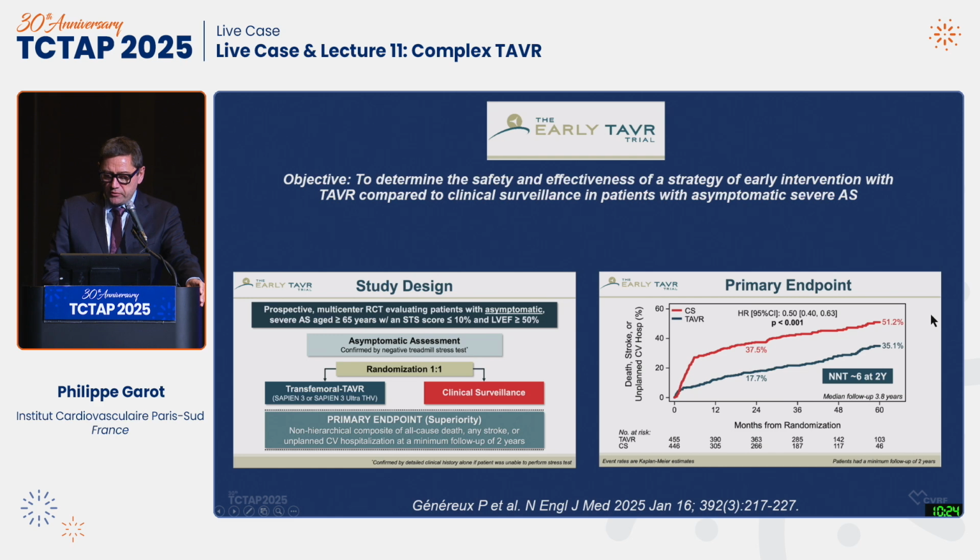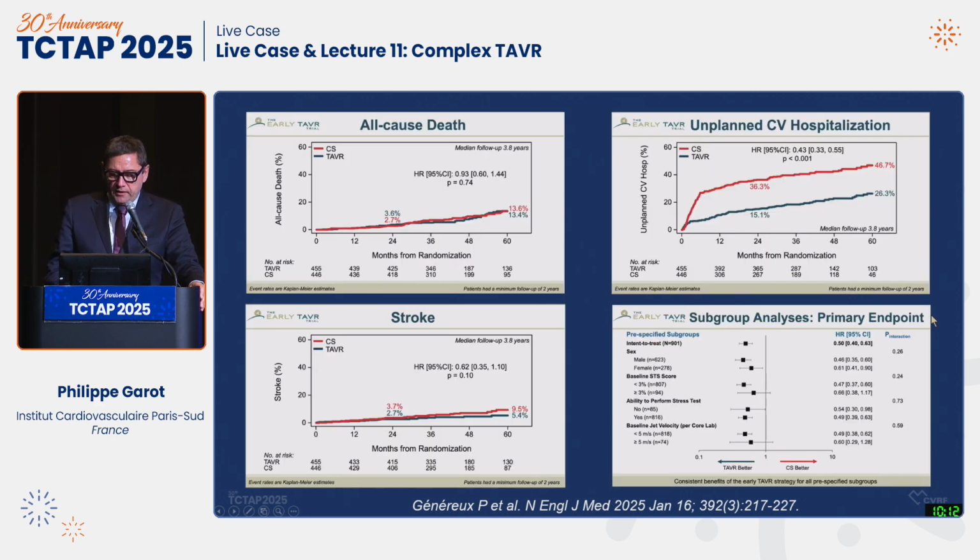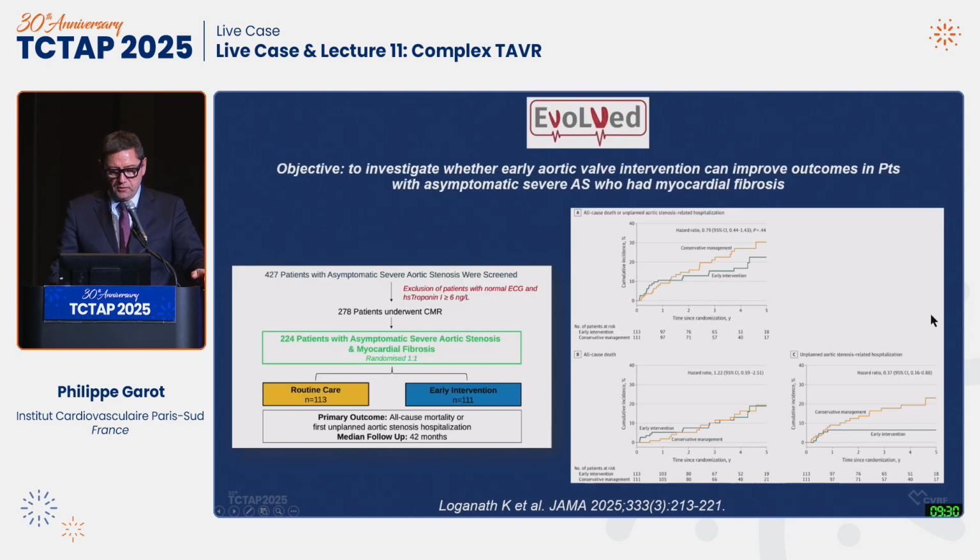You can see that the primary endpoint was significant with a hazard ratio of 0.5. And most importantly, as you can see here, this was mainly driven by lower unplanned cardiovascular hospitalization in the group of patients treated with TAVR compared to clinical surveillance. There was obviously no difference in terms of all-cause death, and just a trend without a significant difference in terms of stroke. And most importantly, you can see that this strategy was better compared to surveillance in all predefined subgroups: gender, but also STS scores, ability to perform tests, and severity of the jet of the aortic stenosis.